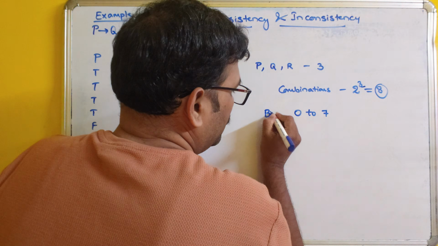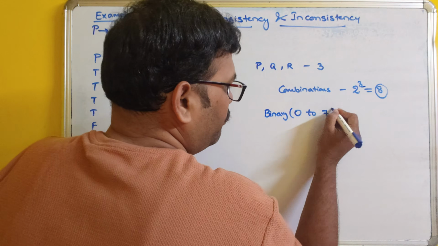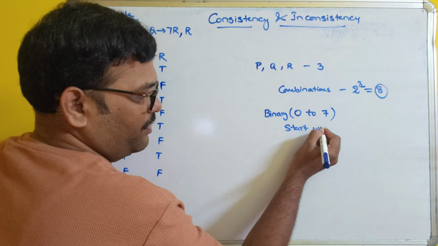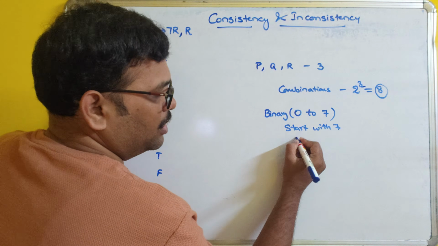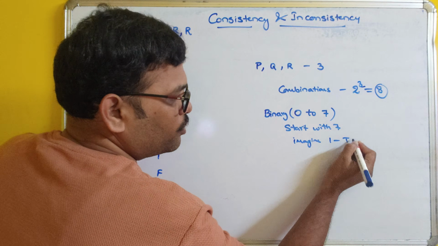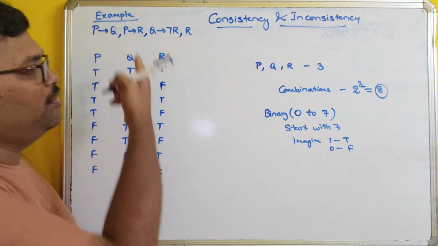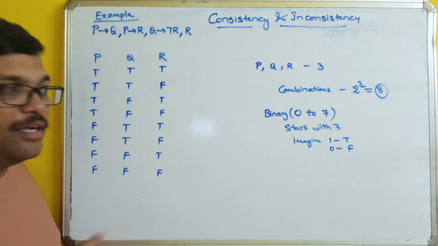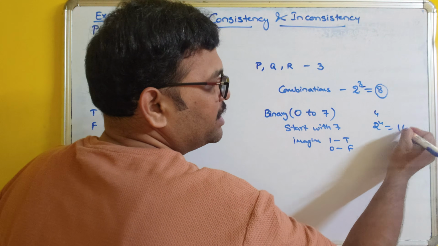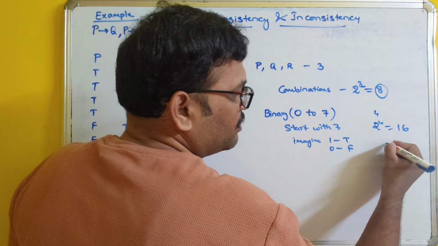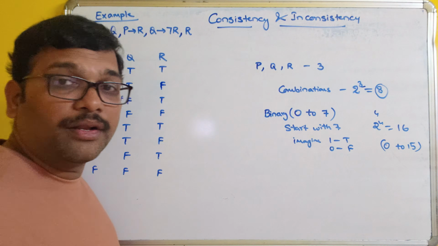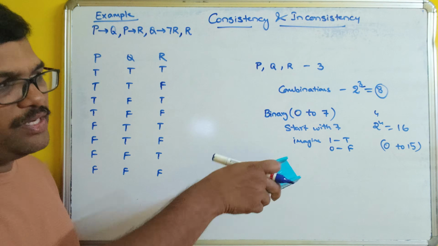Binary of 0 to 7. Start with 7. So imagine 1 as true and 0 as false. So simply you can write all the combinations. If it is 4, automatically it will be 2 power 4, which is 16. So the representation will be 0 to 15. Right? So in the inconsistency, we'll see that combination.